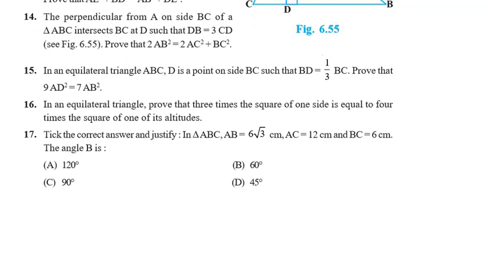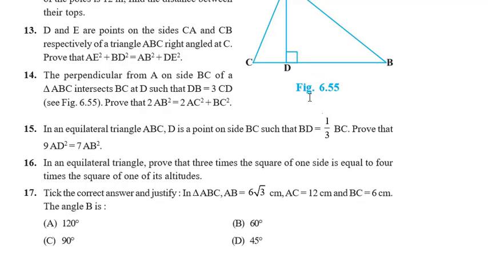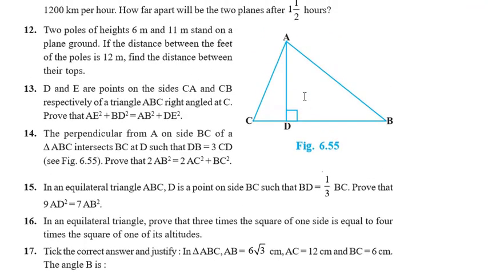Now 14th question. The perpendicular from A on side BC of triangle ABC intersect BC at D such that DB is equals to 3 times CD. The diagram is given. We have to prove that 2 times AB square is equals to 2 times AC square plus BC square. Okay, interesting question. Now I suggest that you first try yourself and then check the solution.